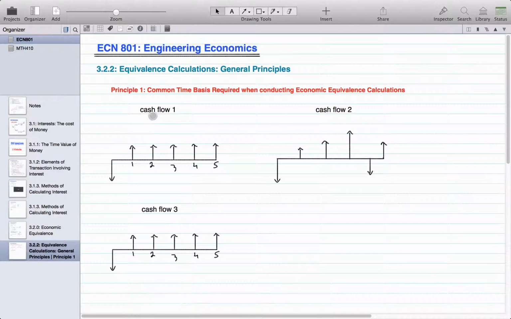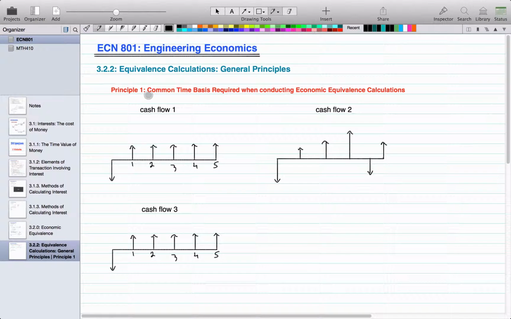Now we're moving on to principles of economic equivalence. One of the first principles is that a common time basis is required when conducting economic equivalence calculations. When you do any economic equivalence calculation, when you're trying to compare cash flows, you need a common time basis. You can't really compare period 2 with period 3. You can't compare because that's not fair, right? You want to make sure that whatever it is is comparable at the same time.